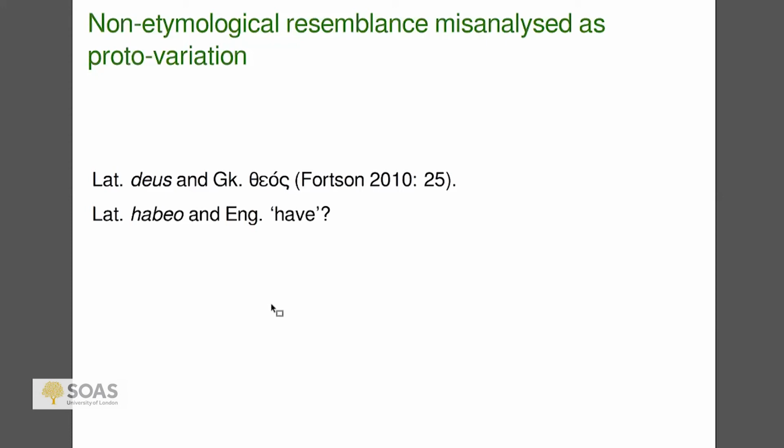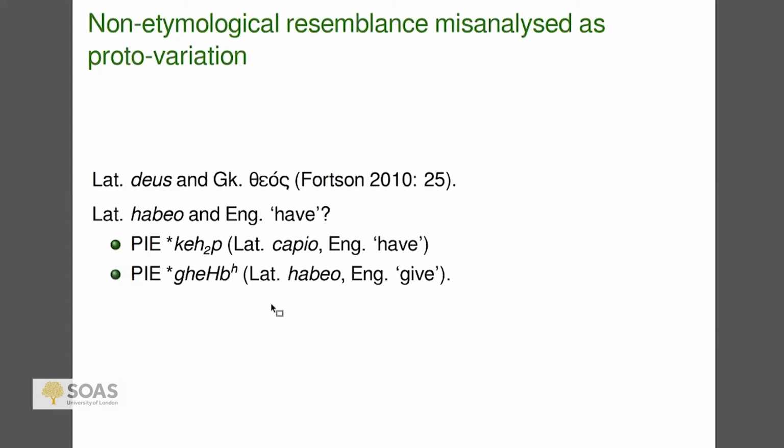And let's just look, I think, at a fun example of habeo in Latin and English have, which look too similar to not be related and mean the same thing. But in fact, you have two different Indo-European roots here. One is kep, which gives us capio, which is to take in Latin, and have in English. And then the other one, which is geb, that gives you habeo in Latin and give in English. So those are the correct comparisons. Now, the question is, maybe we could call kep versus geb allophones or, you know, word families, members of a word family.